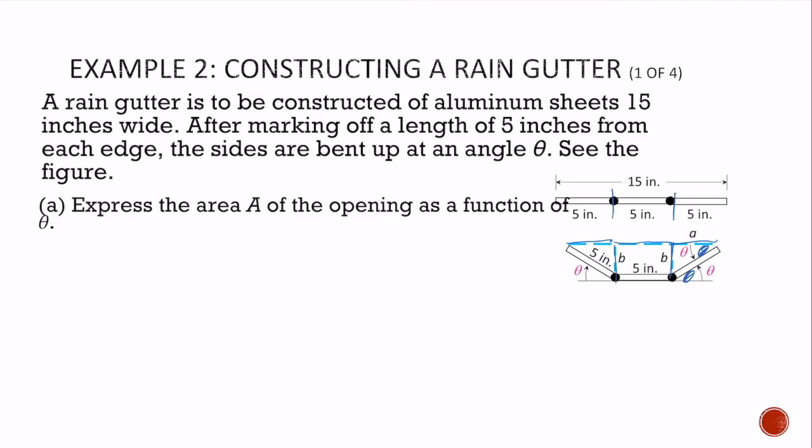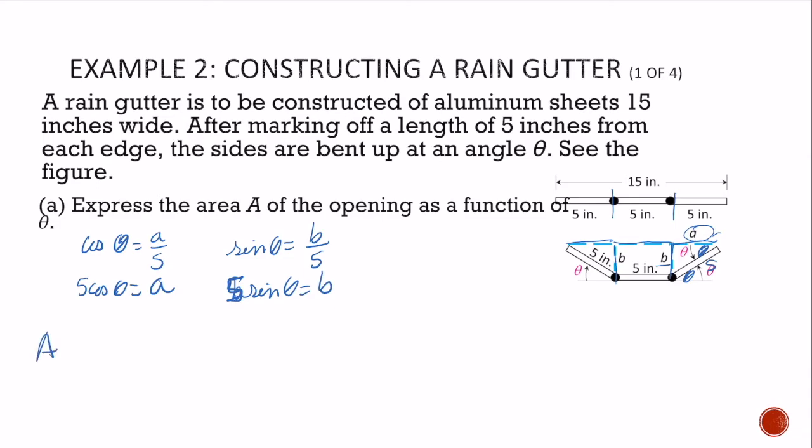I have that cosine of theta is adjacent, that's my A, over my hypotenuse, which is 5. So I multiply both sides by 5, and I get that 5 cosine theta is A. Then how would I get B? Well, B is the opposite. So sine of theta is B over my hypotenuse, which is 5, so 5 sine of theta is B. The area of a triangle is 1/2 base times height. A could be our base, B is our height, so that's 1/2 times 5 cosine theta times 5 sine theta.